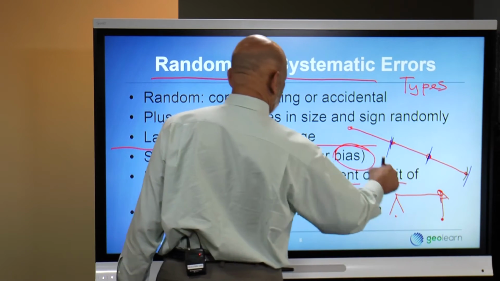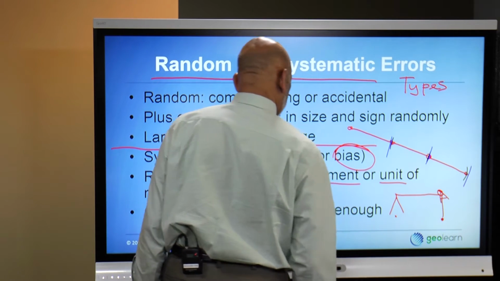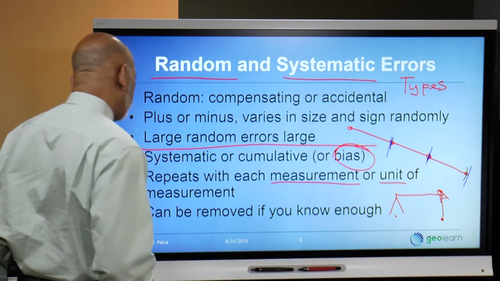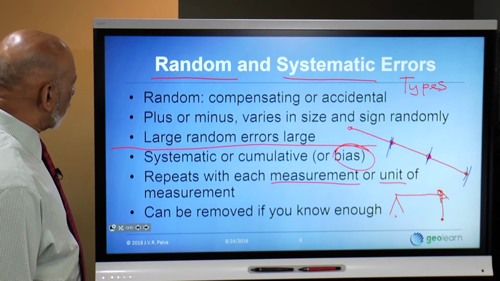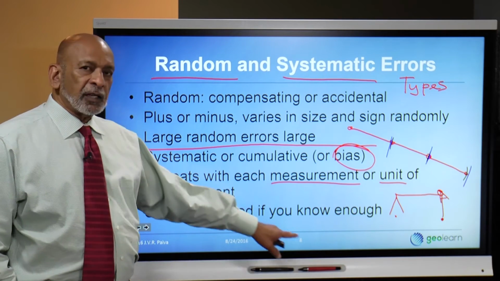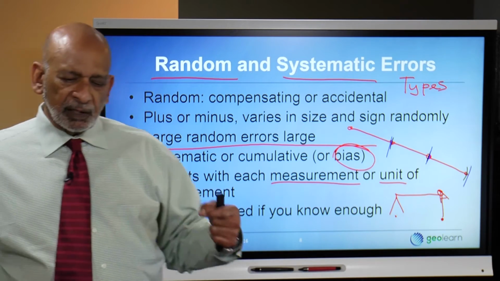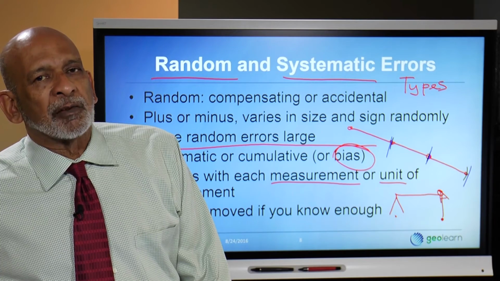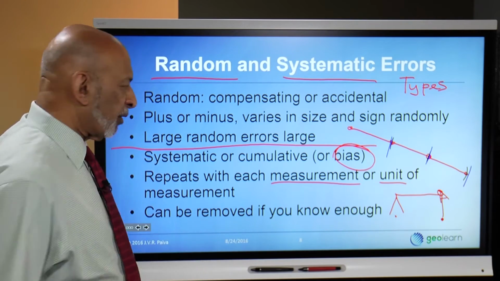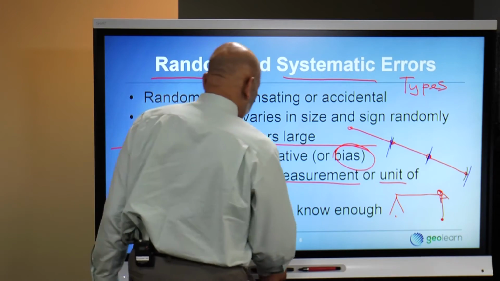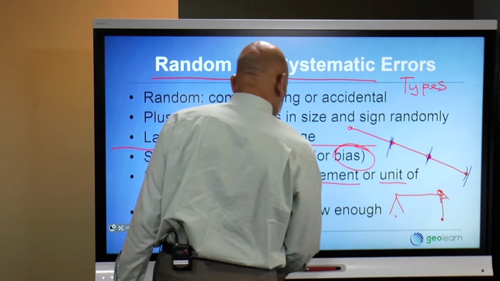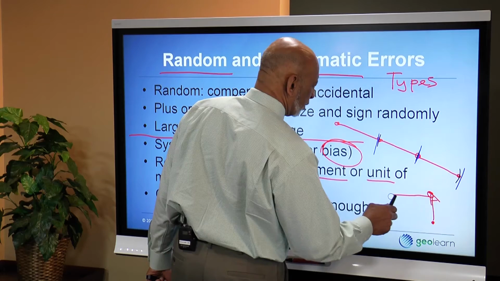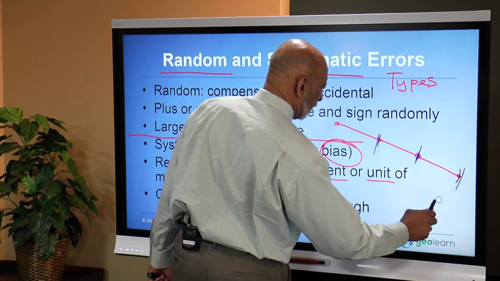So in the first case, the steel tape, it's per foot essentially, whereas in this case, with the prism constant, it's with every measurement. And so I end by saying this kind of error can be removed. In fact, it can be removed almost entirely if you know enough. And what do I mean if you know enough? Well, I don't mean whether you know the theory of the instrumentation. What I mean is whether you know enough about the situation under which you're measuring.